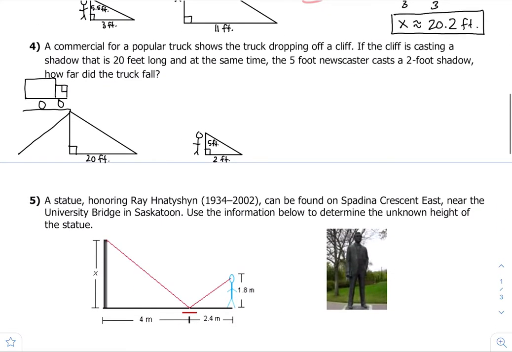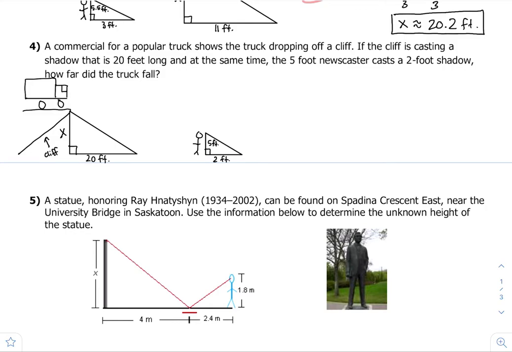Alright, number 4. So there's a commercial truck, you guys, and it's about to fall over this cliff. This is the cliff. So the cliff casts a shadow of 20 feet, and at the same time, there is a 5-foot newscaster that casts a 2-foot shadow. So how far did the truck fall? You guys are trying to solve for how far the truck fell.